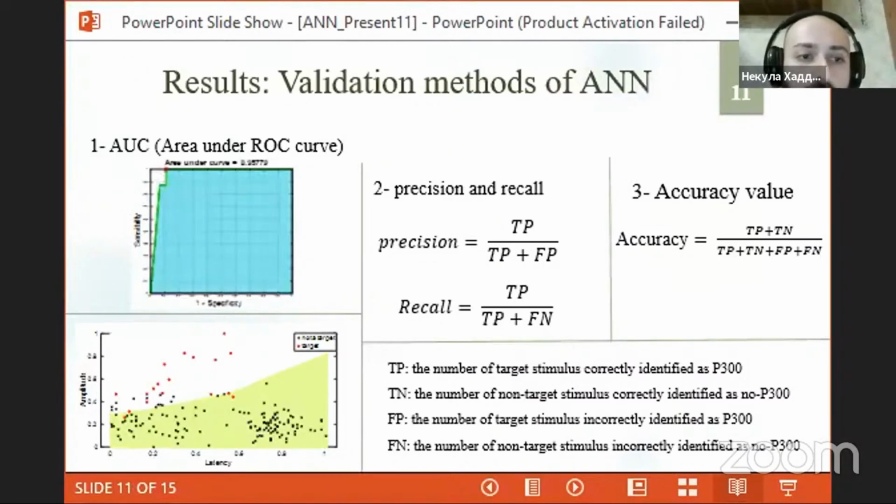Several methods for validation were used for evaluating our model, like area under ROC curve, precision, recall, and accuracy value. In this picture below is shown an example of P300 classification.